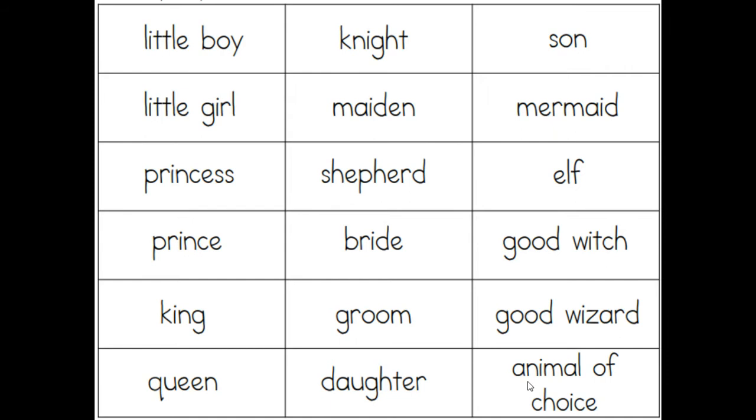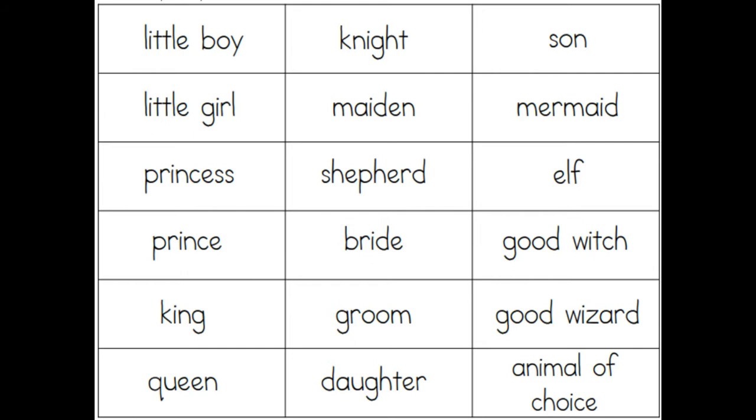So this first one that we're going to take a look at is all of the archetypes that we would characterize as the good characters. Okay, so you might have the little boy or the little girl, a princess or the prince, a king and a queen, a bride and a groom, daughter and a son, the shepherd, the knight, the mermaid, a good witch, a good wizard, an elf, right?